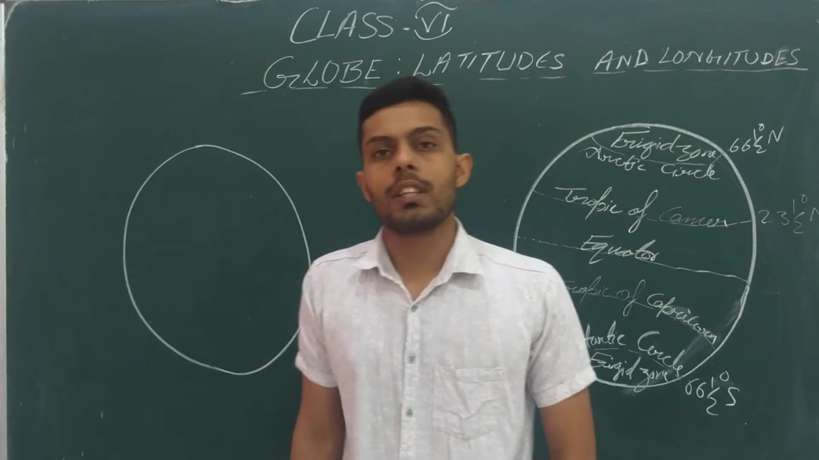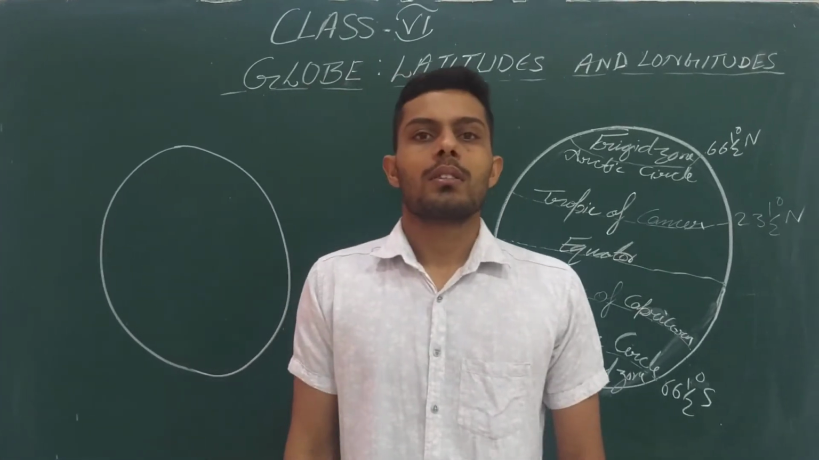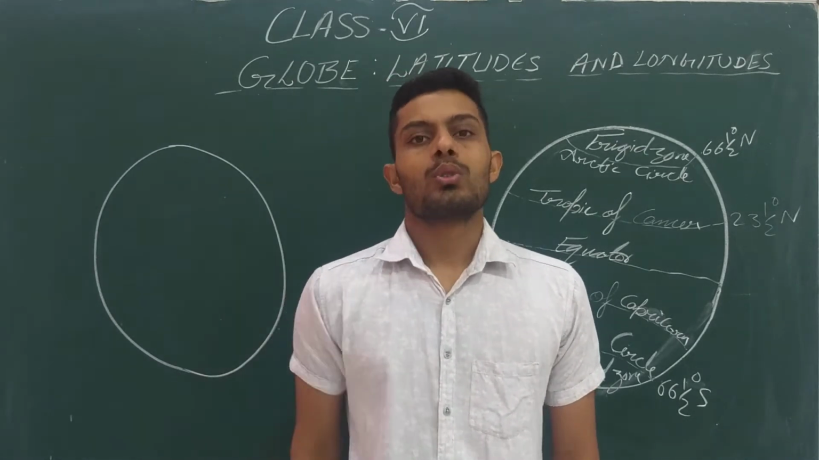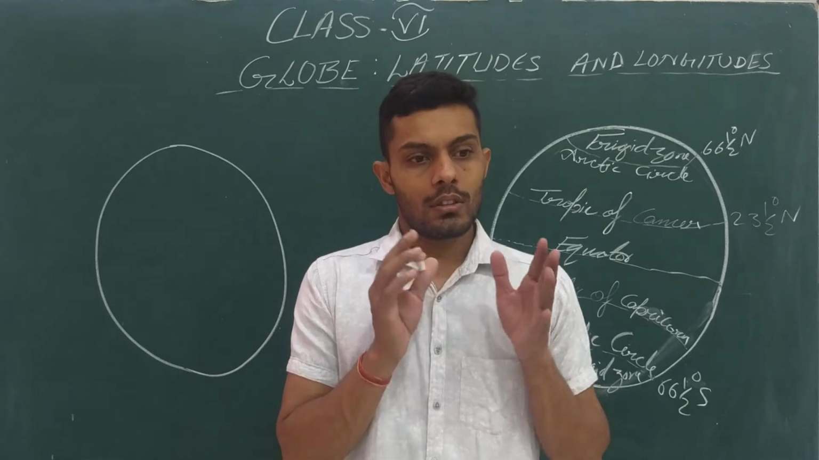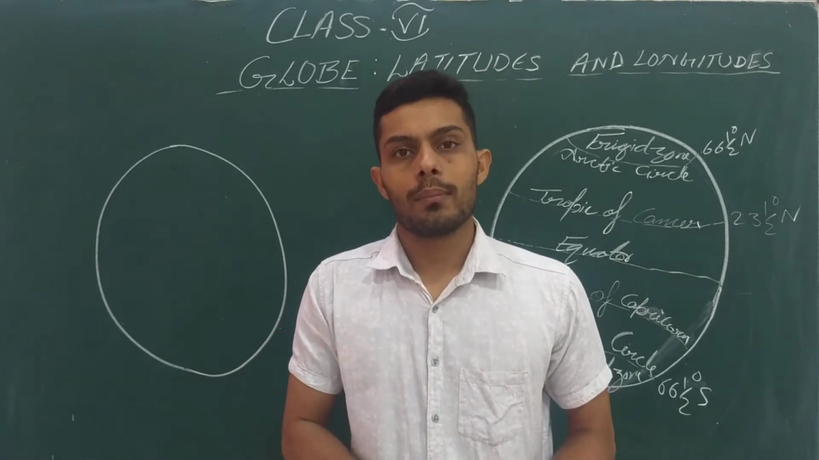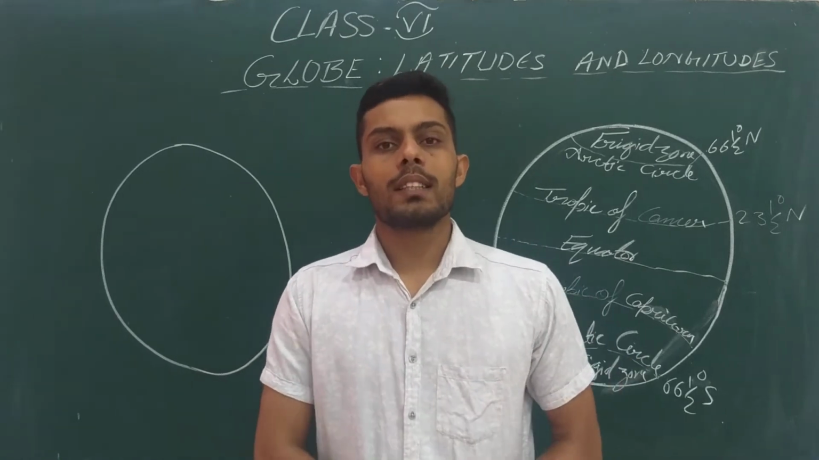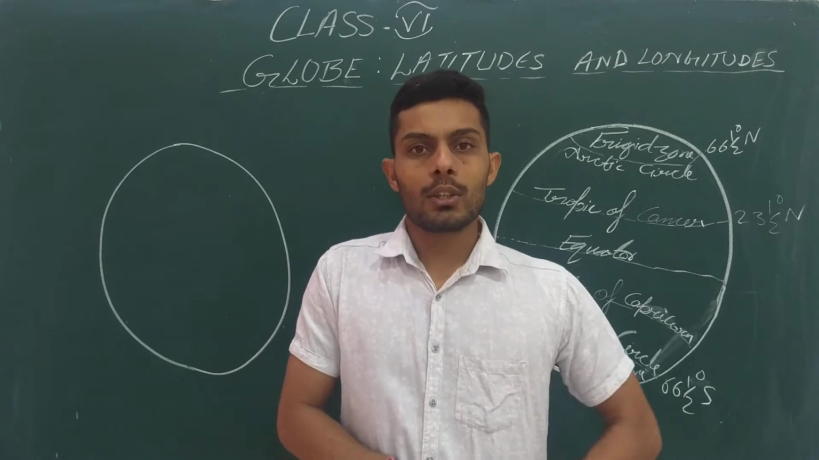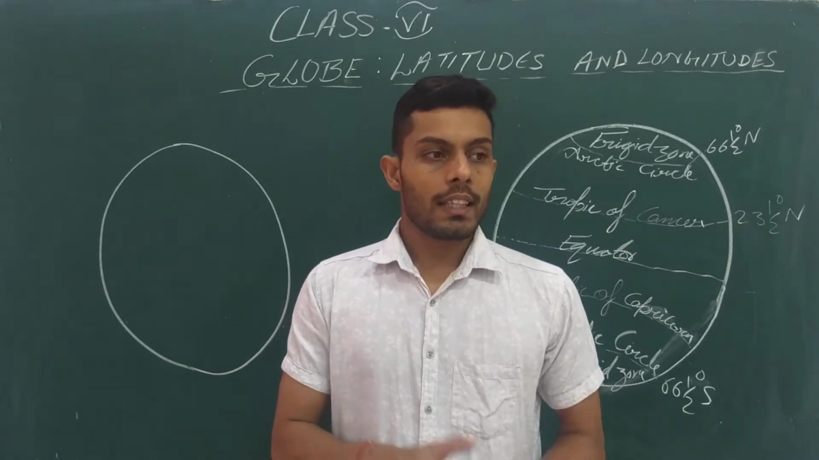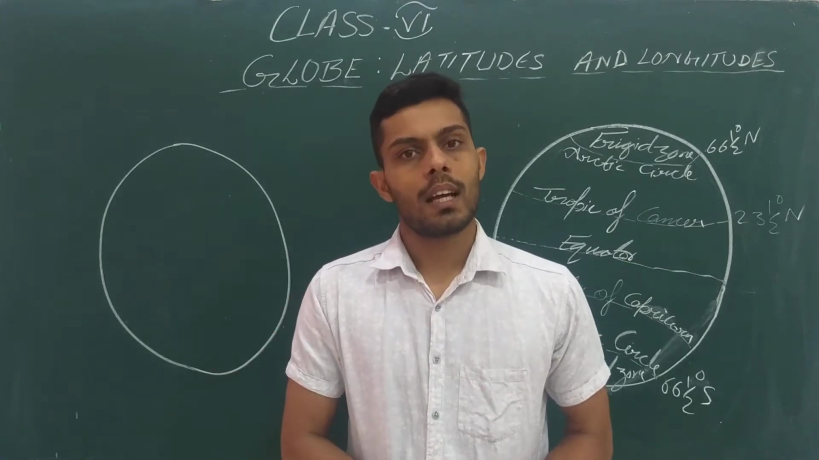Today we are going to study about the globe. So first of all, what is a globe? Look, the earth is so big that it is not possible to mark all those particular points on a piece of paper or on a particular sheet. So we use the globe. Globe means it is a true model or a miniature form of the earth. It is almost the same as the earth.